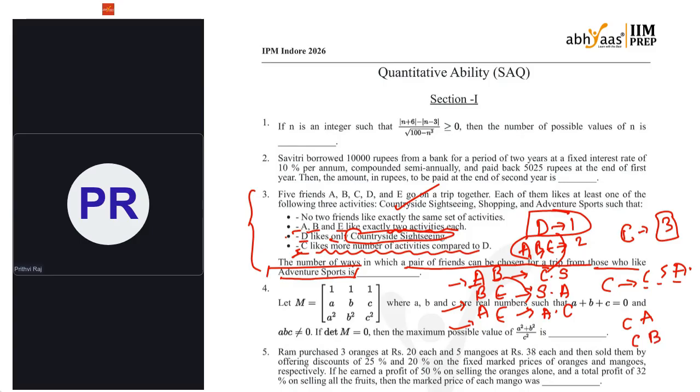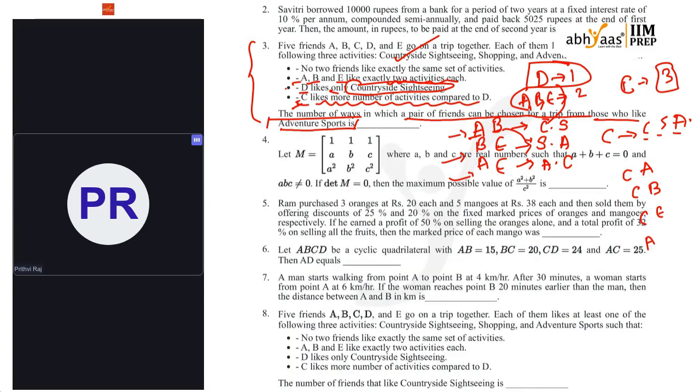C and B can go. C and E can go. And obviously A, B, A, E, A, C, they all can go. Okay, like that. I have to check how many people can go for adventure sports.